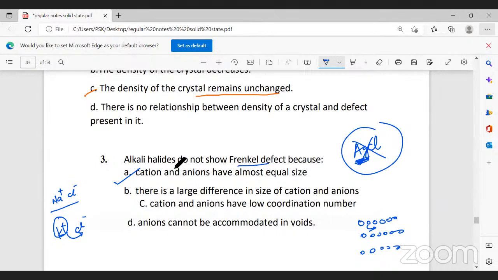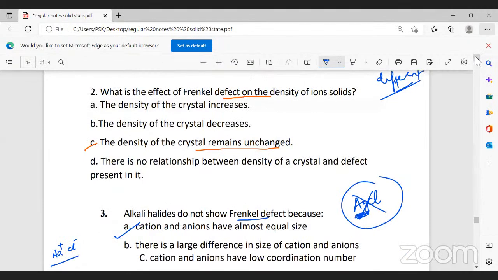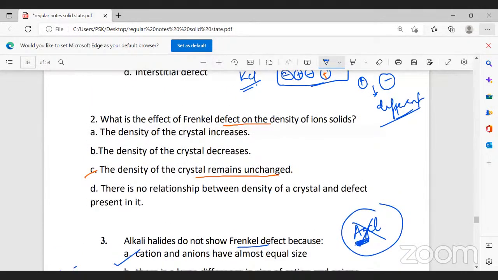So you should remember, if an alkali halide has to exhibit Frenkel defect, the cations and anions should have different size. Cation and anion should be of different size. This is one of the conditions for the crystal to exhibit the defect. Yes. But AgBr shows both Frenkel defect as well as Schottky defect. You know why AgBr shows?